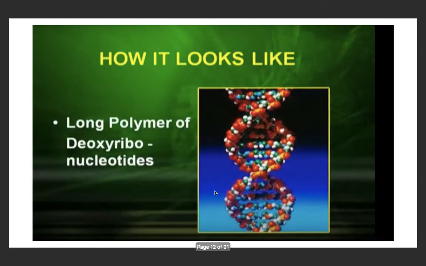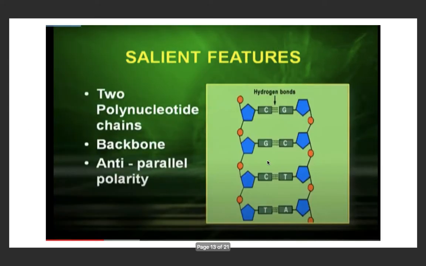And after the arrangement of so many monomer units in the form of nucleotides, a polynucleotide chain is formed in this manner, which is a polymer of deoxyribose nucleotides known as DNA. The salient features of this molecule are as follows.